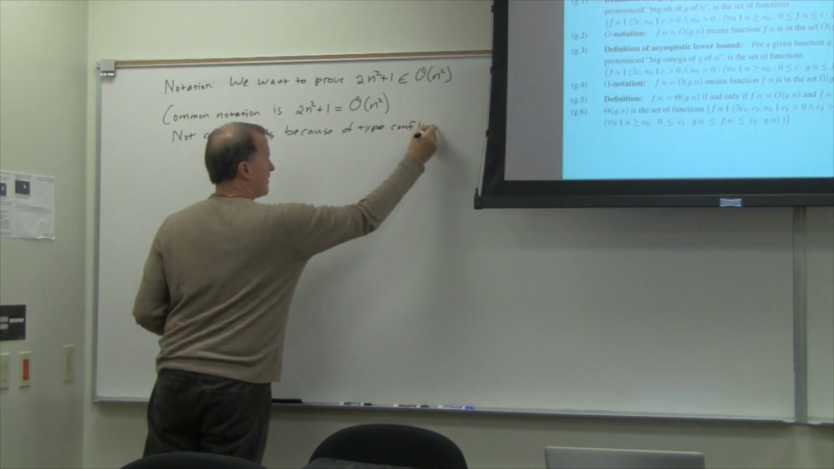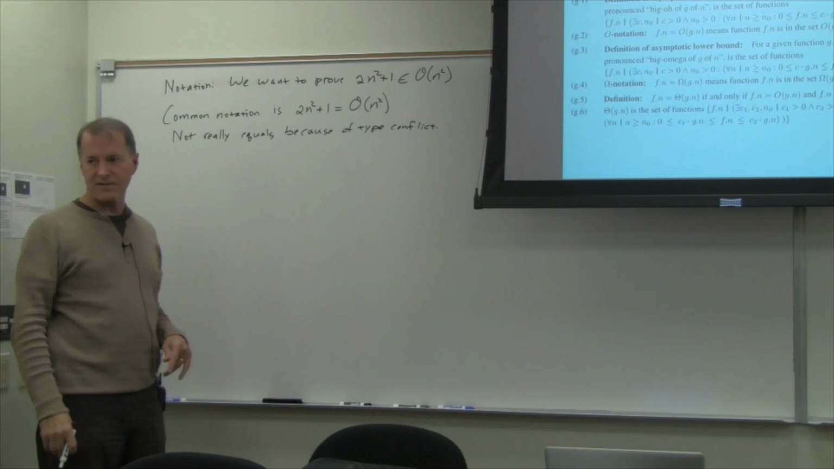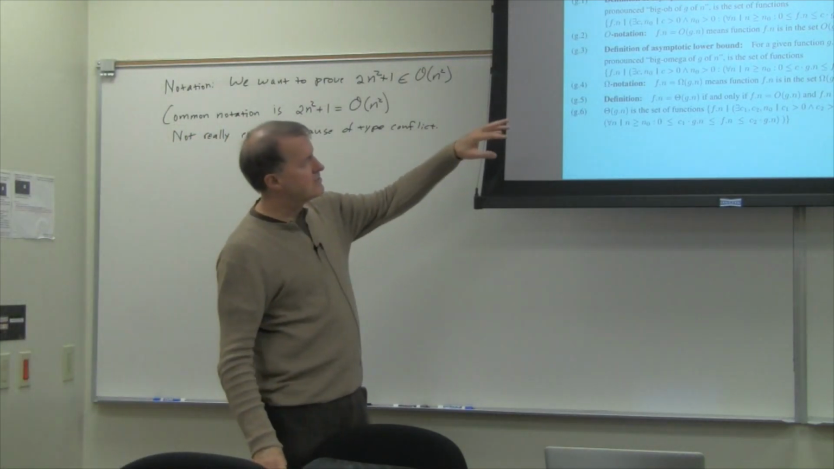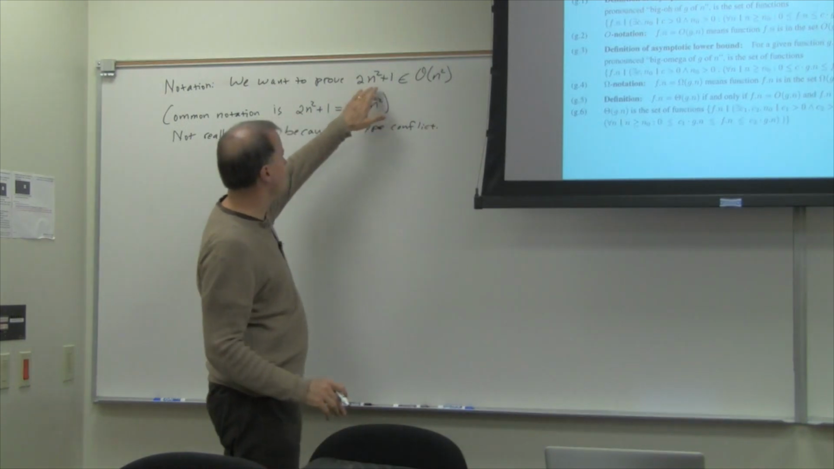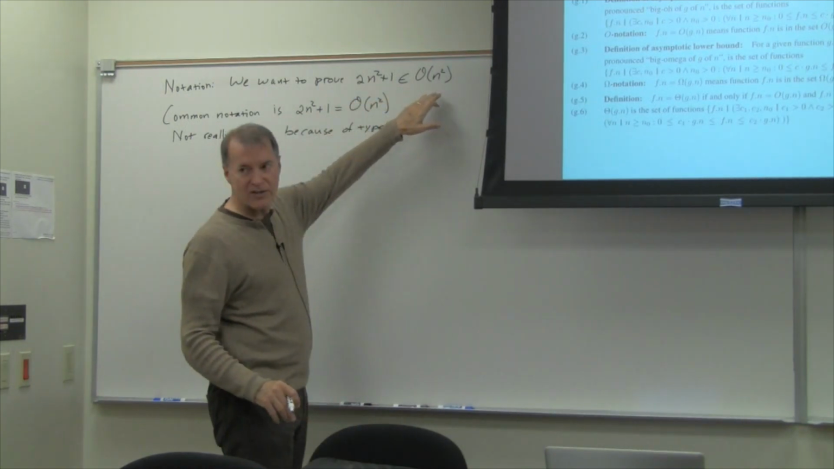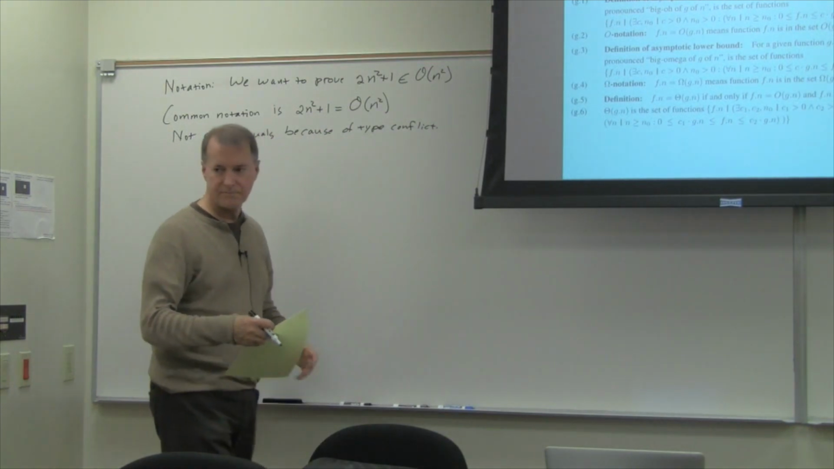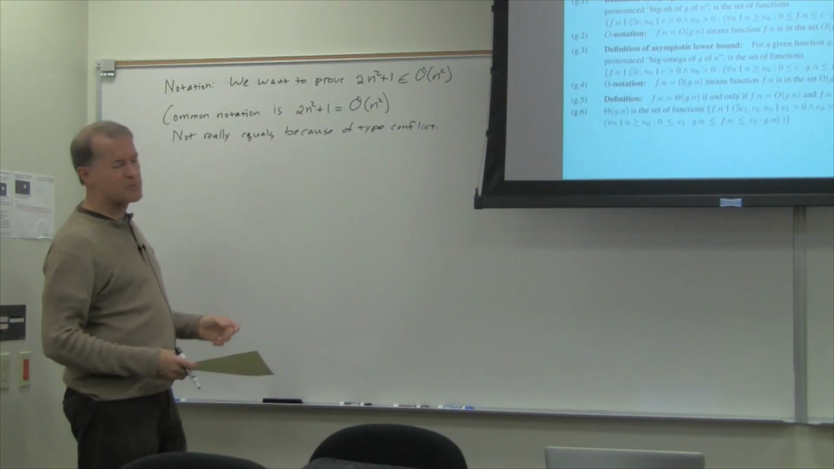Is this big O thing also like order? Yes, it's order. It's another way to say it: 2n squared plus 1 is order n squared. Where did you get the n squared from? I just pulled it out of a hat.